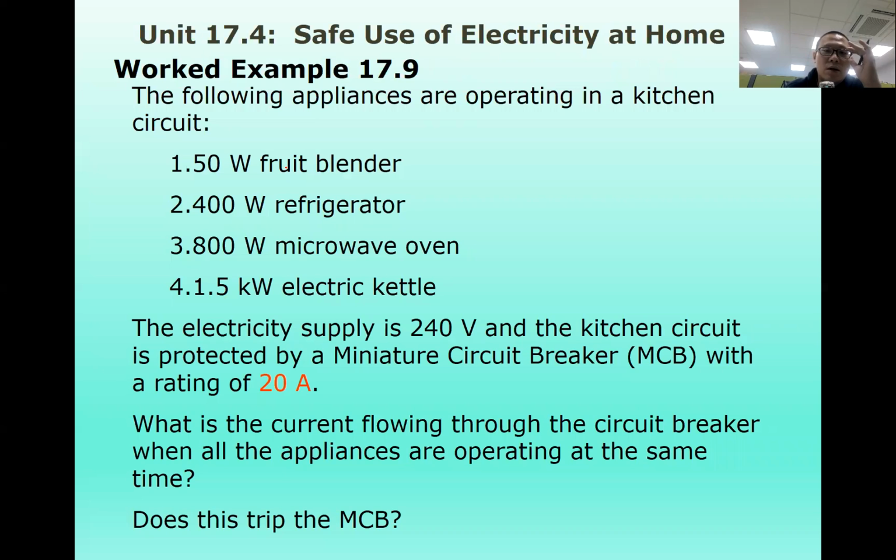Okay, so in terms of calculations, we have one classic example, which is, let's say in your house, you have various appliances: a fruit blender, refrigerator, oven, and kettle.